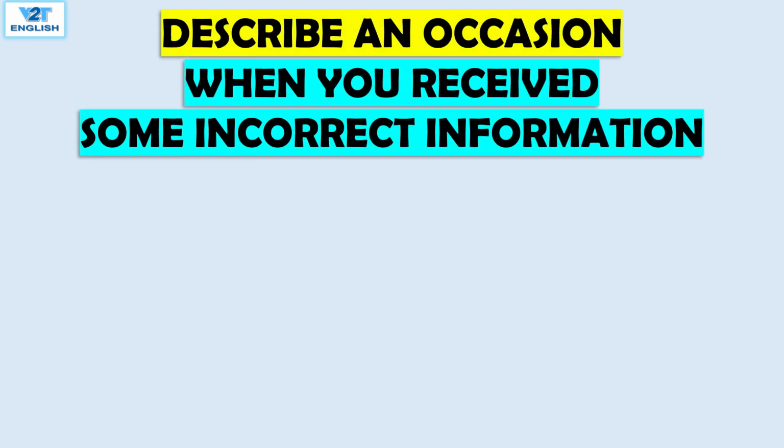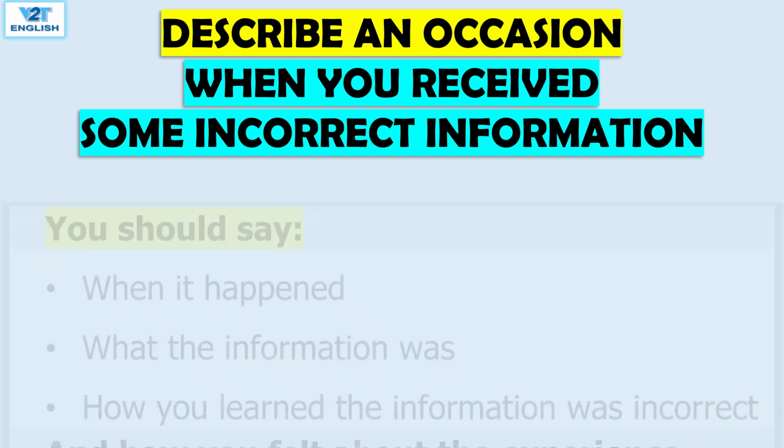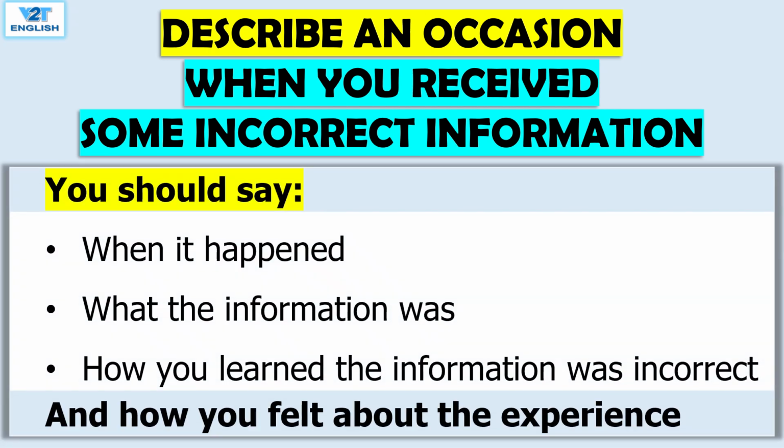Describe an occasion when you received some incorrect information. You should say when it happened, what the information was, how you learned the information was incorrect, and how you felt about the experience.